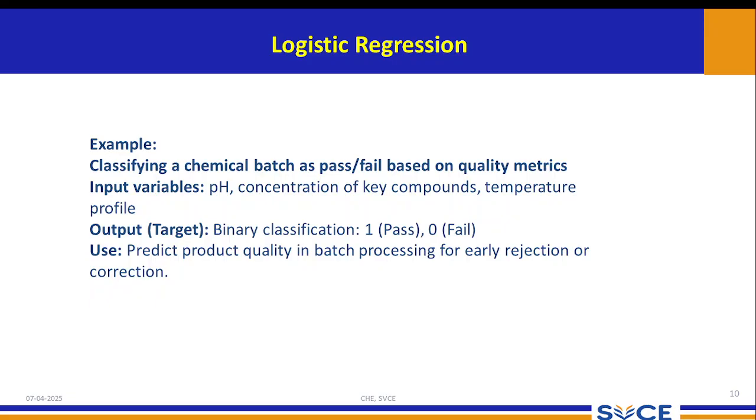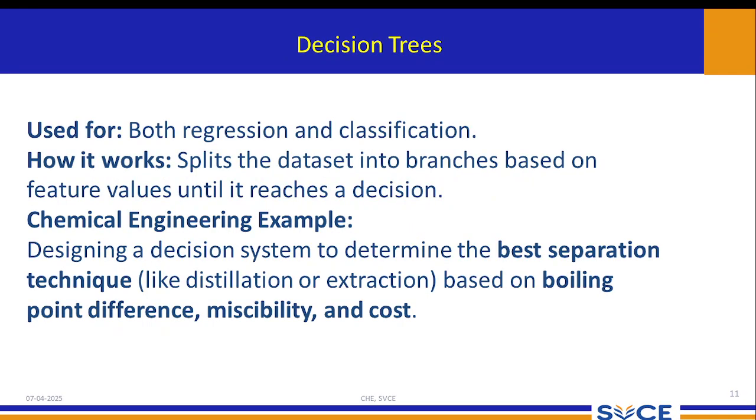Okay, so they will test the characteristic of the raw material of the paint. If that particular product is not of standard quality, obviously we can nullify or reject it. So that's what they are doing here. The input variables are pH, concentration of key compounds, and temperature profile. That will help you make sure whether the chemical batch passes or fails based on the quality matrix. Okay, so hope you understood this logistic regression.